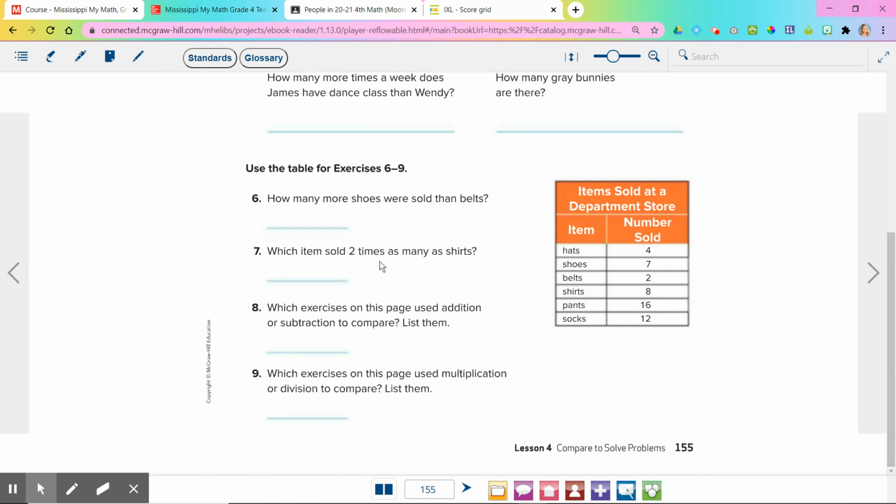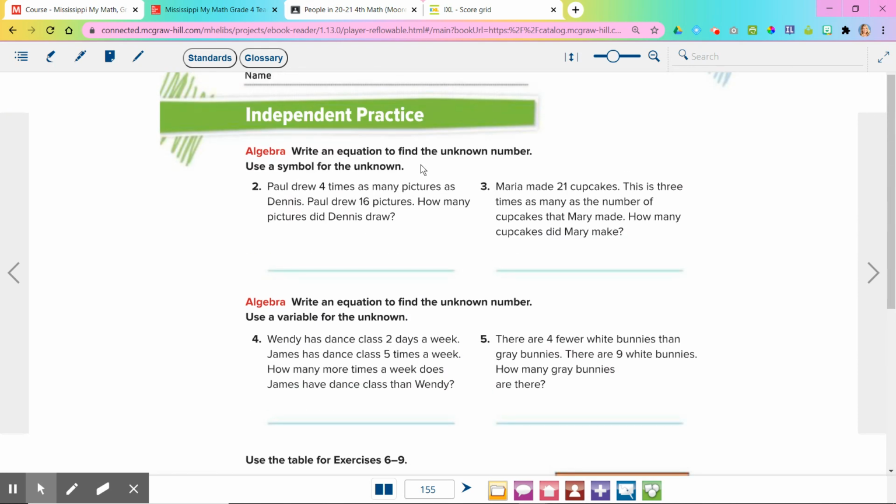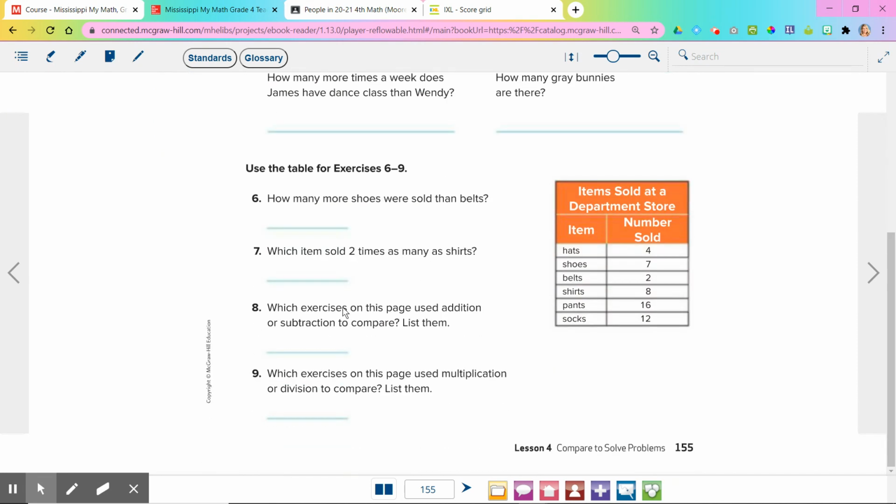So you've got a list. You've got to pick 2, 3, 4, 5, 6, or 7, and you've got to list them out according to if they used addition or subtraction or multiplication or division. So kind of like you are sorting them.